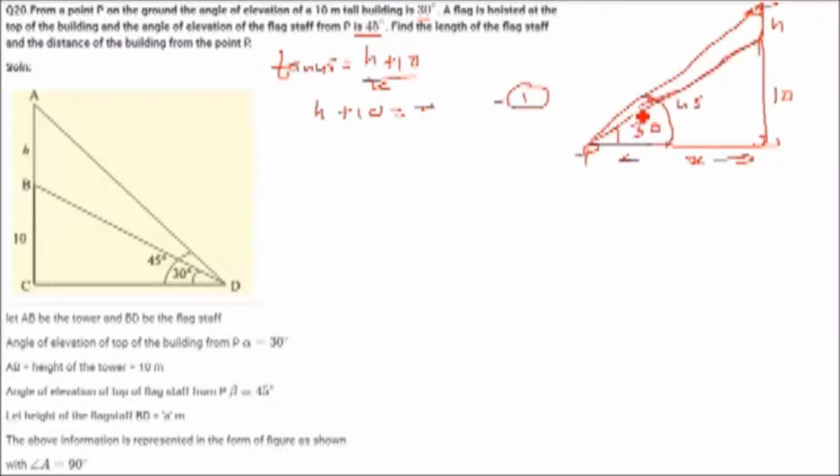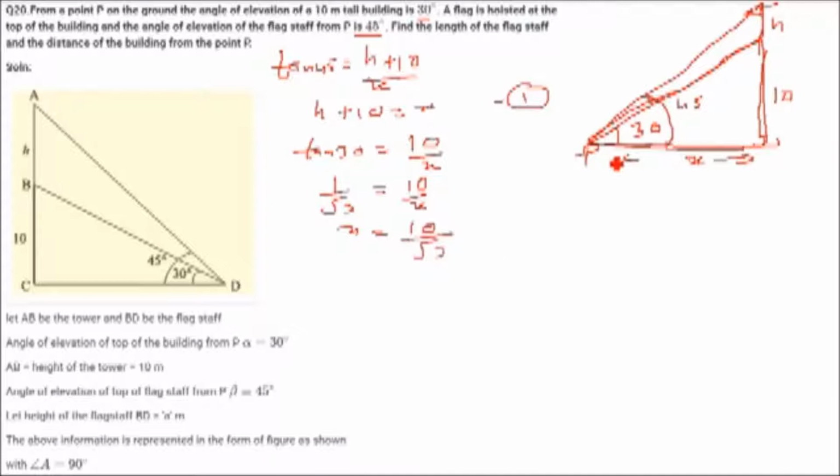Now the second, we'll take this triangle. Again we'll take tan 30 degree. So tan 30 will be what? It will be 10 by x. Tan 30 is 1 by root 3. It is 10 by x. x is 10 by root 3. So the distance from this point to this point is 10 by root 3. This is what we got.